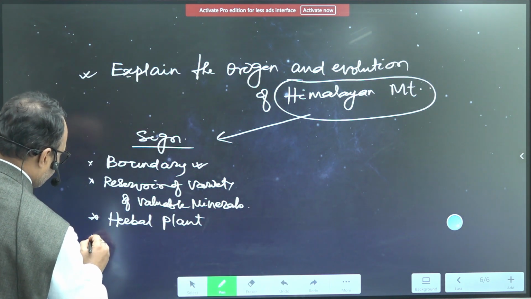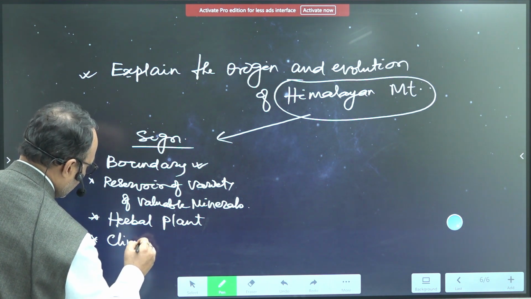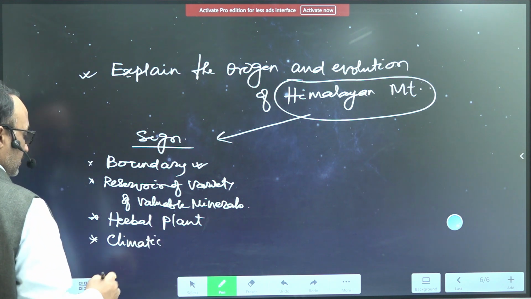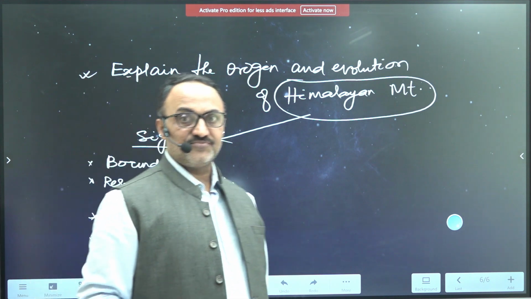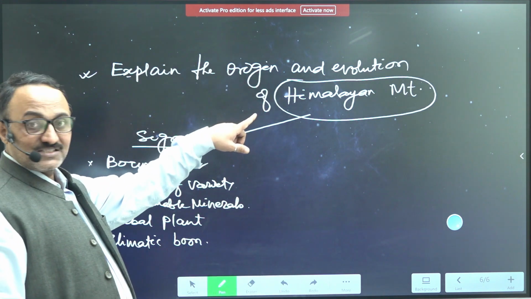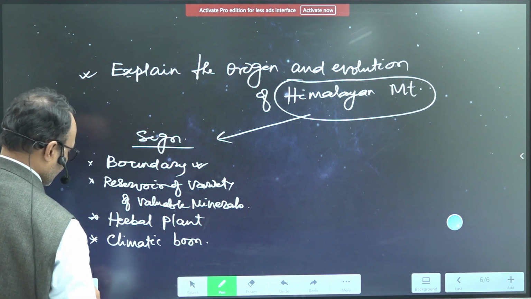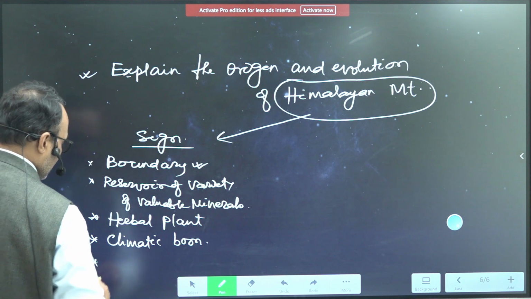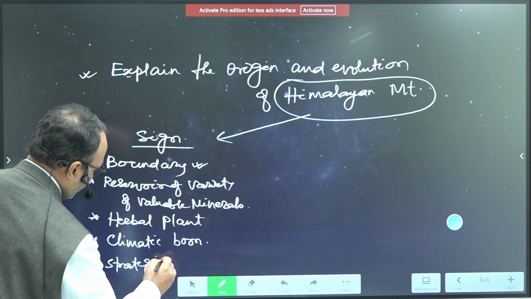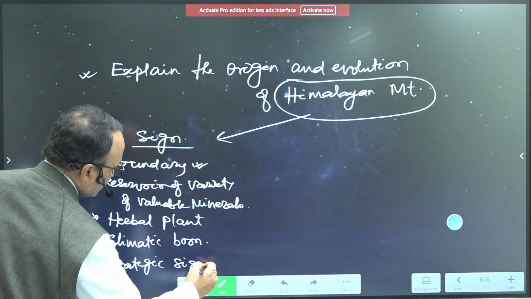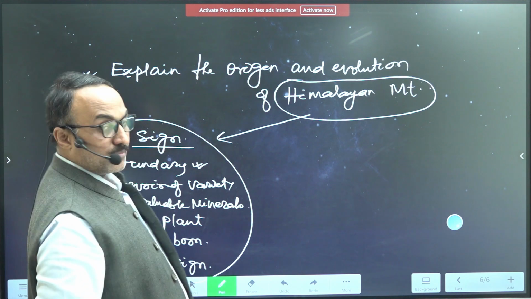Then it is a climatic boon. You can say it is a gift of nature to India because its existence creates monsoon rainfall in and around the foothill belt. And lastly, strategic significance. So these are the multiple significances associated with the Himalayan mountain.